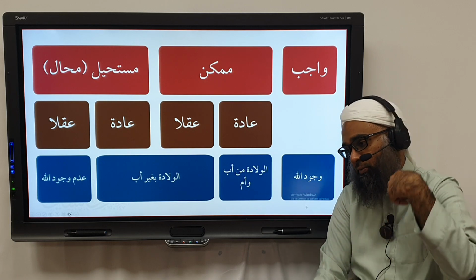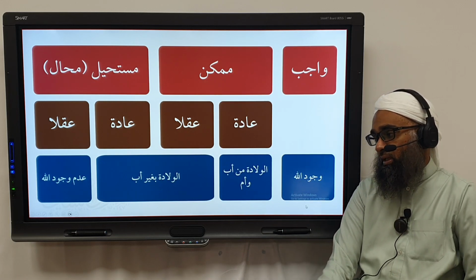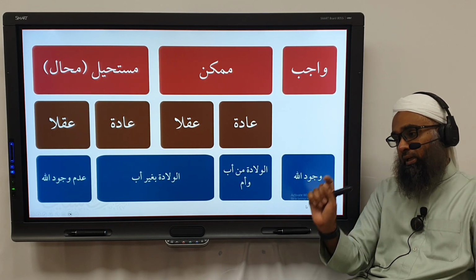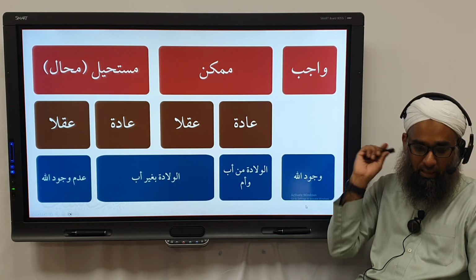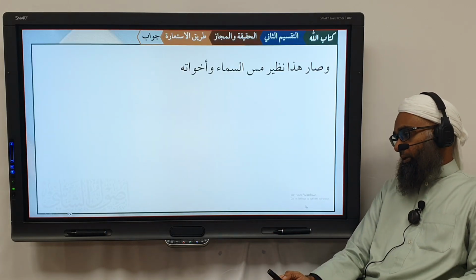So anytime you take a qasam of something that is mustahil adatan, the qasam will take place and you will have to then give kafara because it's mustahil adatan. And it counts because it's mumkin aqlan, and mumkin aqlan makes it wajib. Like in the video for that, inshallah. Okay?